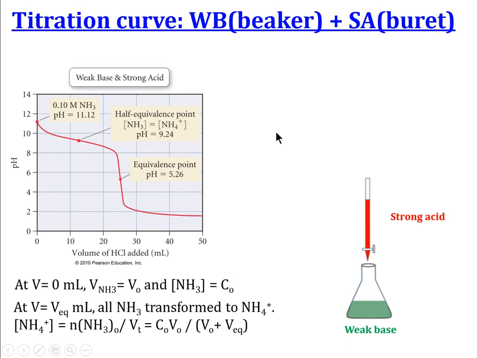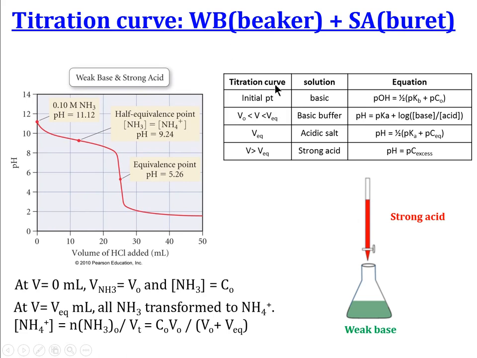Now we have to pass to the calculation of the formula of the pH. At V equals zero, we have ammonia of known volume and C0. So the solution is basic. We compare the initial concentration of ammonia to the value of Kb. If C0 is greater than or equal to 100 times Kb, we apply directly the relation pOH equals half pKb plus pC0.